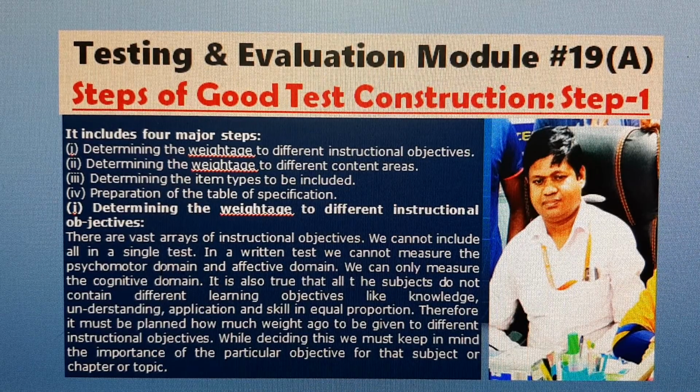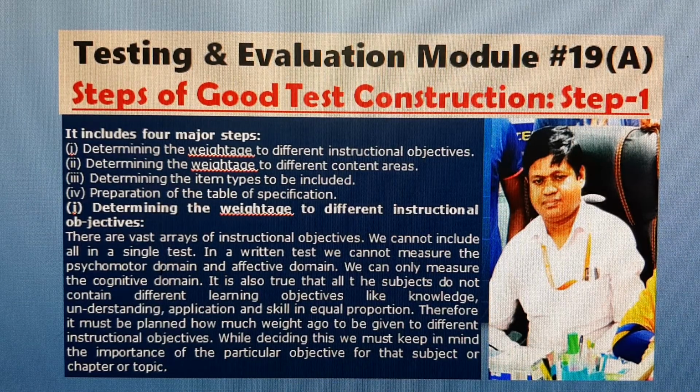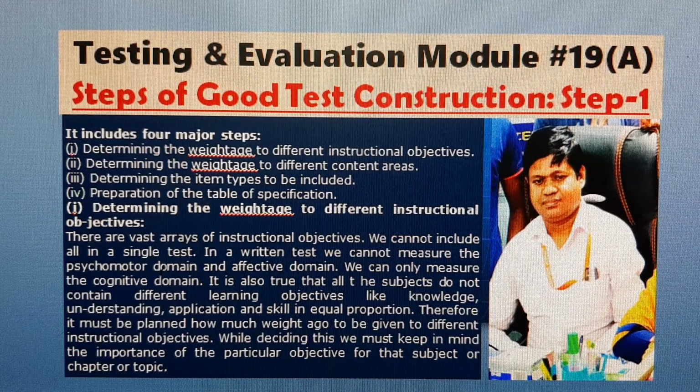In a written test, we can't measure the psychomotor domain and affective domain. We can only measure the cognitive domain. It's also true that all the subjects don't contain different learning objectives like knowledge, understanding, application, and skill in equal proportion. Therefore, it must be planned how much weightage to be given to different instructional objectives.